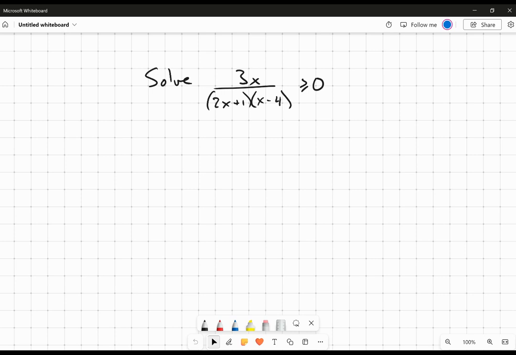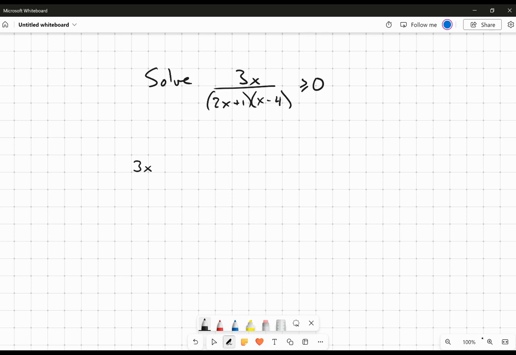Okay, hi everybody. So in this video here, we're going to take a look at solving the rational inequality 3x divided by 2x plus 1 multiplied by x minus 4. And what I'm going to do to solve this here is I'm going to break this apart into different pieces. We're going to take a look at the different factors all together here.